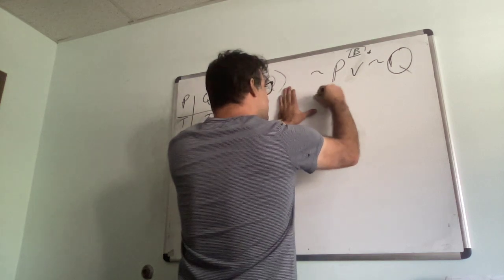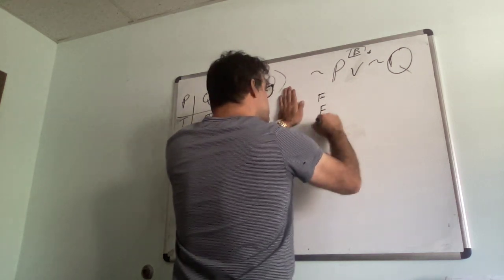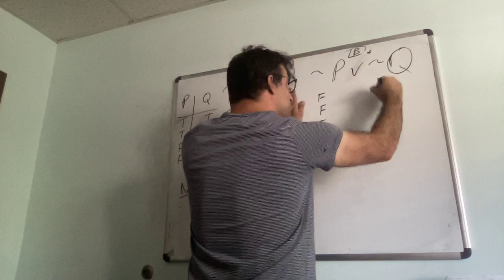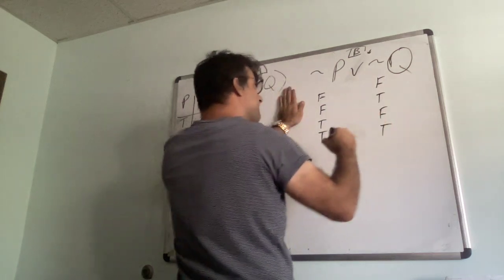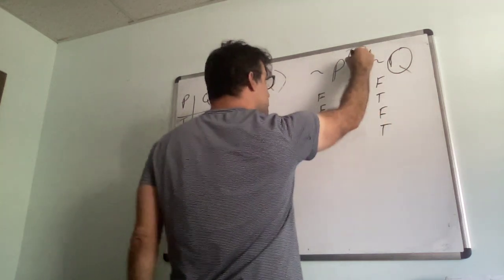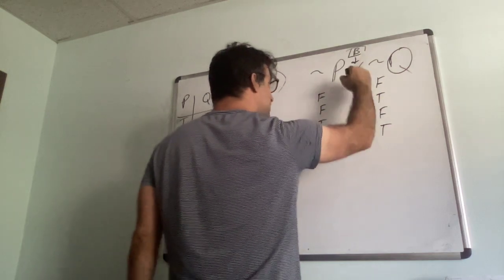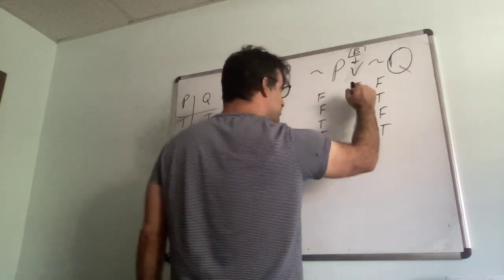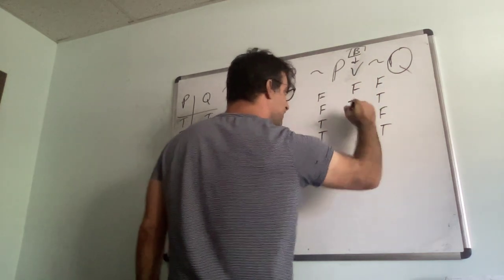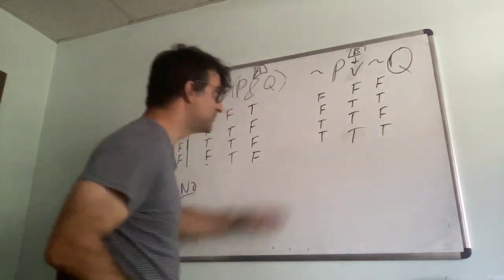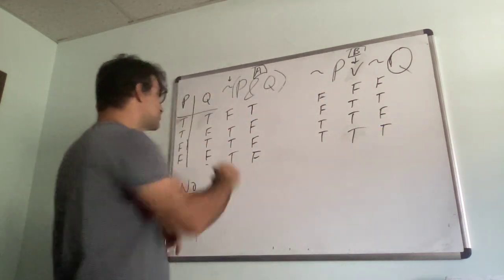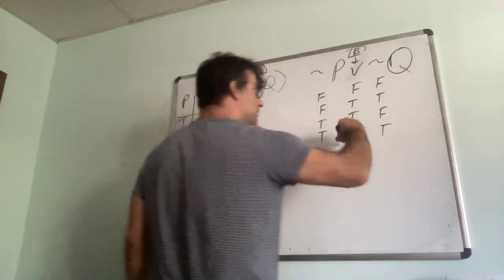True goes, we get false, false, true, true, false, true, false, true. Okay, here's our main connector. False or false is false. False or true is true. True or false is true. Oh, look at that. False, true, true, true. False, true, true, true. Okay?